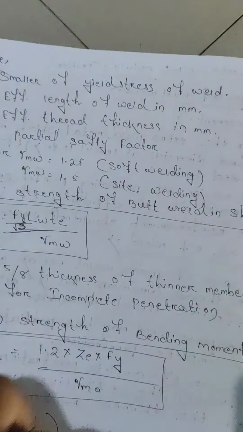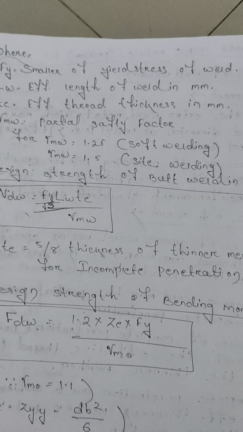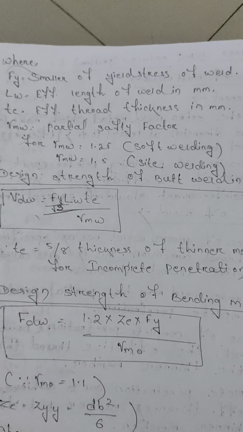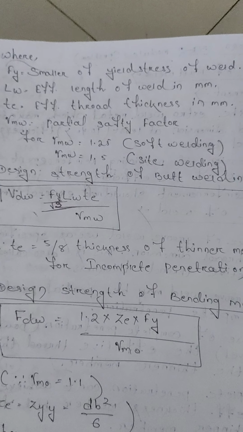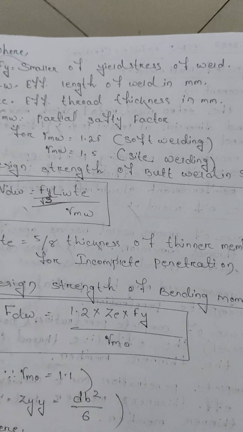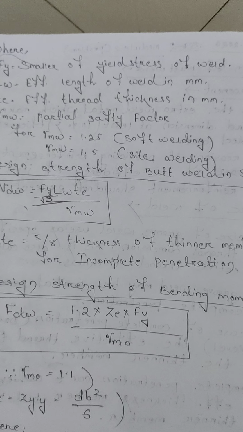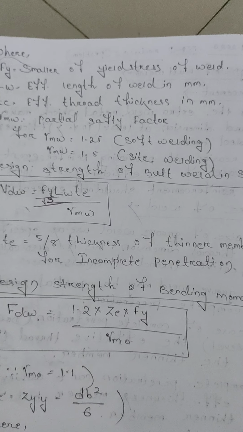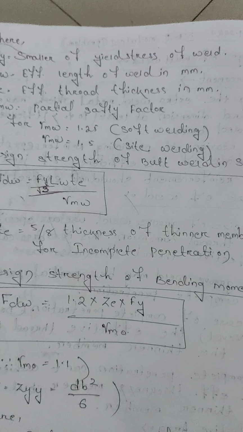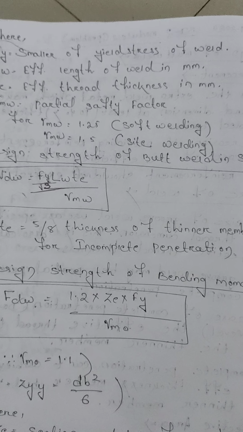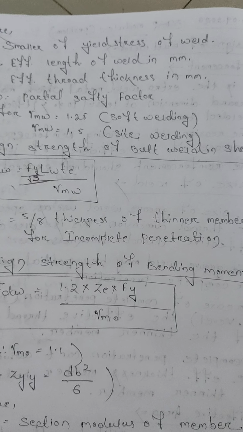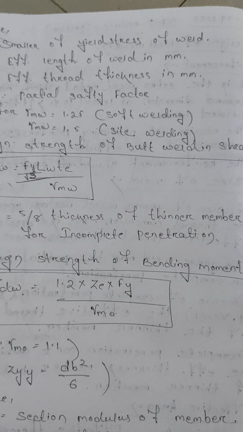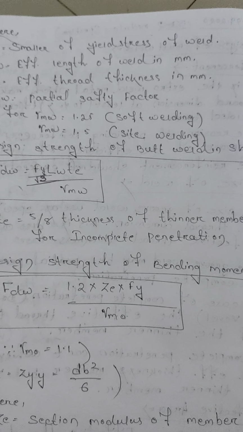Here Fy is the smaller of the yield stress of the weld, LW is the effective length of the weld in mm, all units are in mm, and TE is the effective throat thickness. Gamma MW is the partial safety factor for two types of welding: shop welding and site welding. For shop welding, gamma MW is 1.25, and for site welding, gamma MW is 1.5.